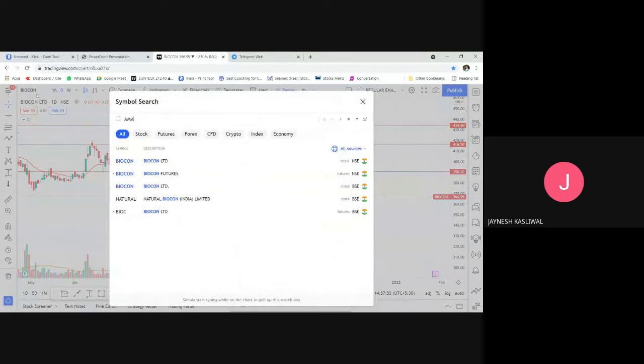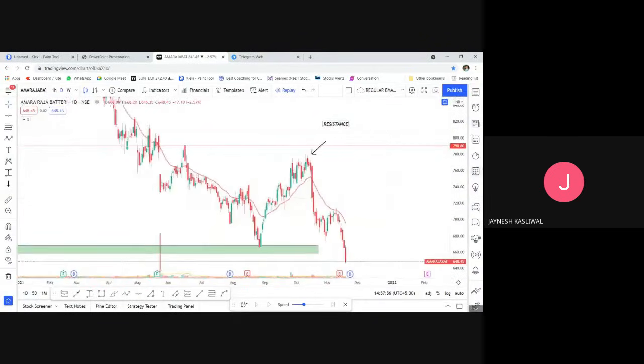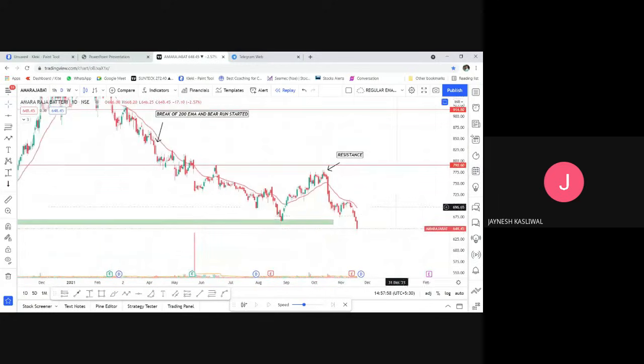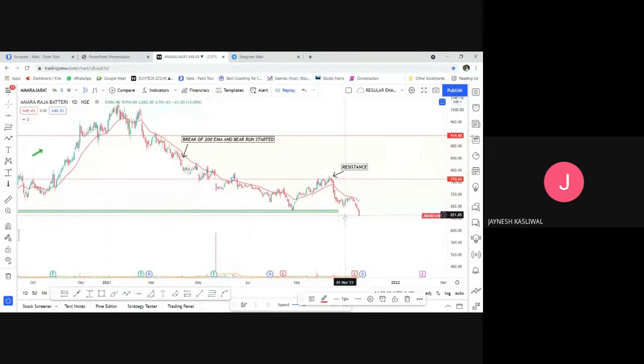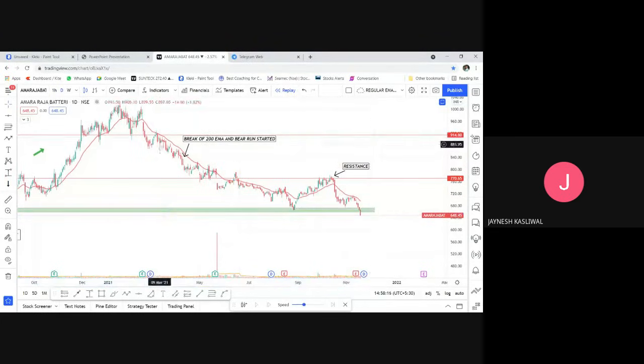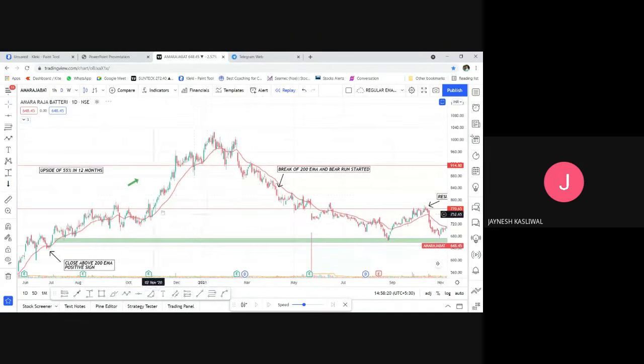One more example where most people are stuck is Amara Raja Battery, where the breakout has failed. Can you see the stock was trying to break out from this area, but the stock is in a downtrend and it was stuck in a range, and then it tried to break out, but the breakout was not successful and has finally broken down. So the probability of profit, the probability of a win, increases when you trade breakouts in an uptrend.